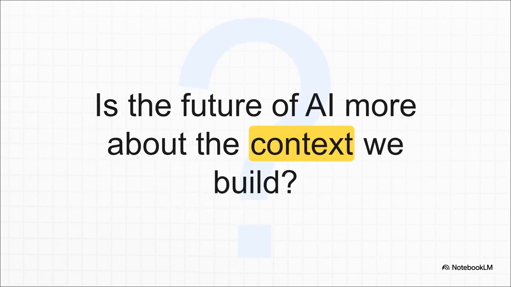Which leaves us with one final big question to chew on. As the underlying models themselves just keep getting more and more powerful, maybe the real art and science of building great AI is less about the model itself and more about the intelligent, elegant, and efficient context systems we build around it. Something to think about.